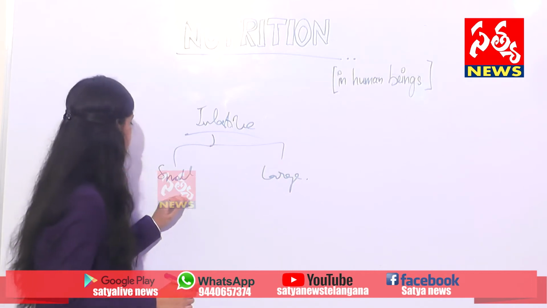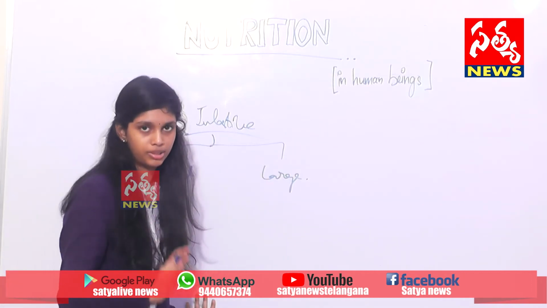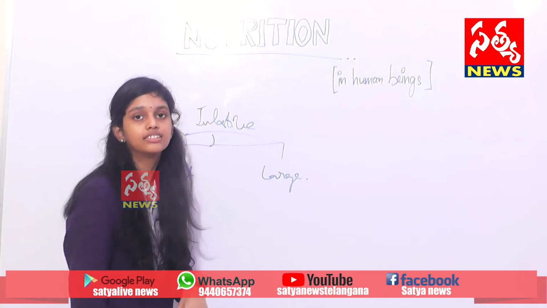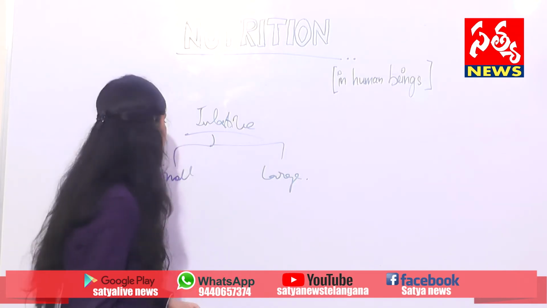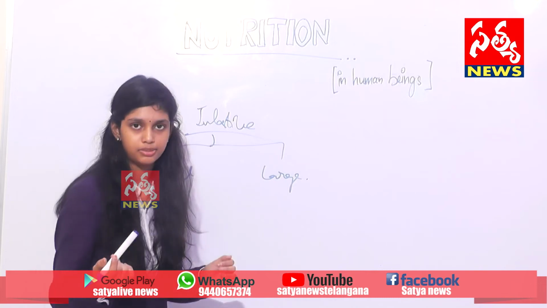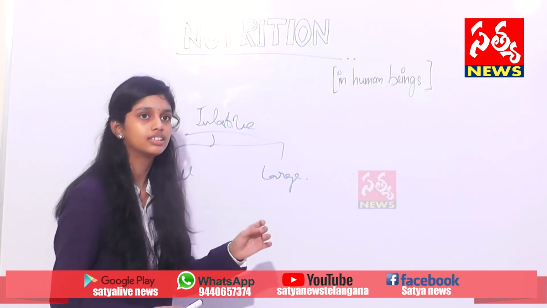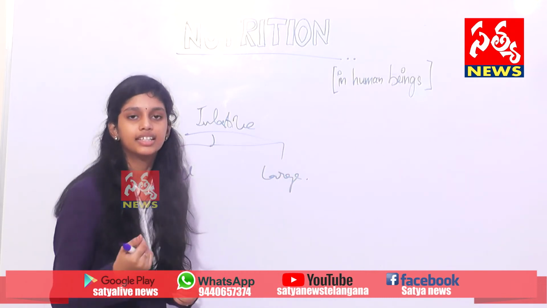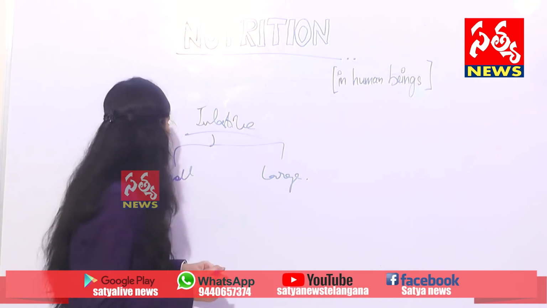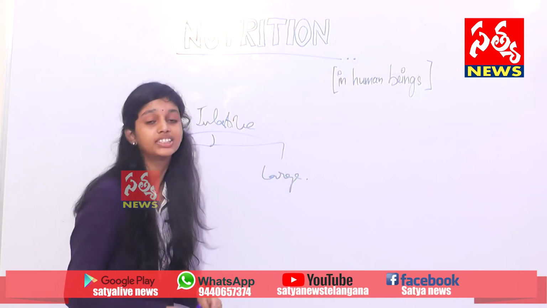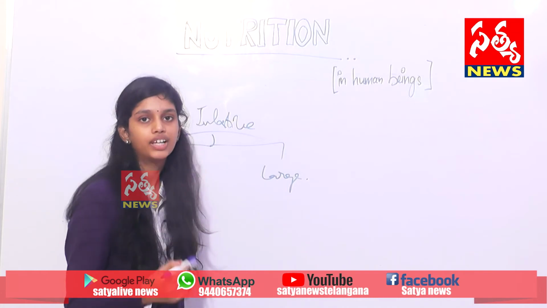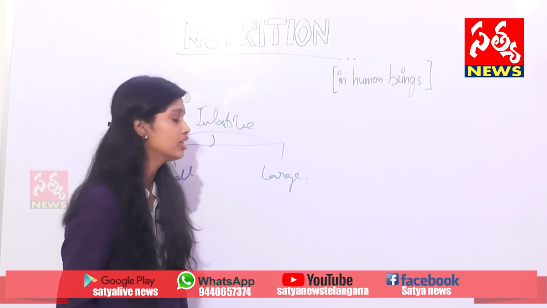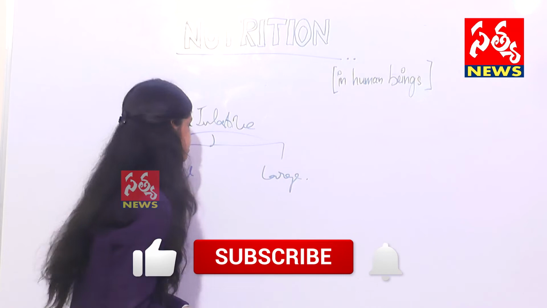This small intestine is the longest in ruminants, but the smallest in carnivorous animals, because the food taken by the ruminants takes time to digest. So the small intestine is longest in ruminants, and in carnivores the flesh does not take much time to digest, so it is the smallest.